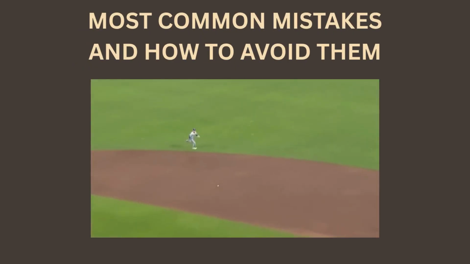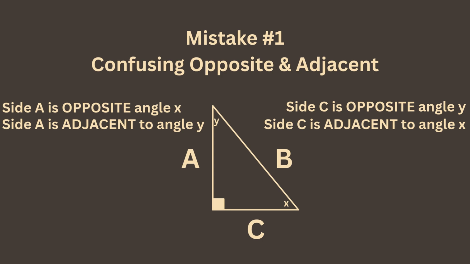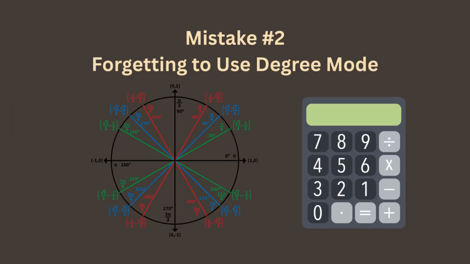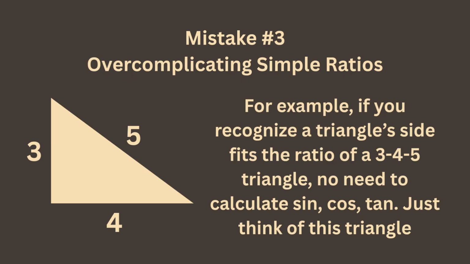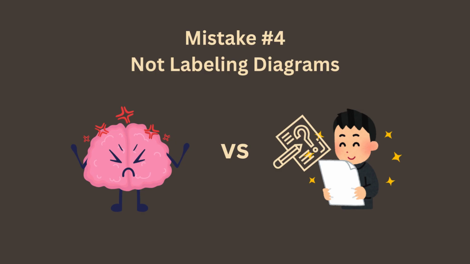Now let's go over the most common mistakes and how to avoid them. Mistake 1. Confusing opposite and adjacent. It changes depending on the angle you're looking at. Always reorient based on the given angle. Mistake 2. Forgetting to use degree mode. If your calculator is in radians, your answer will be completely wrong. Always check. ACT problems are in degrees. Mistake 3. Overcomplicating simple ratios. If you know the triangle is 3, 4, 5, don't use trig. Just use logic. Mistake 4. Not labeling diagrams. Circle knowns, mark unknowns, write down what you know. Don't work in your head.